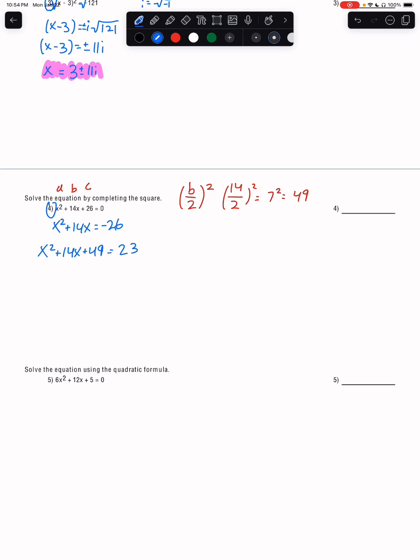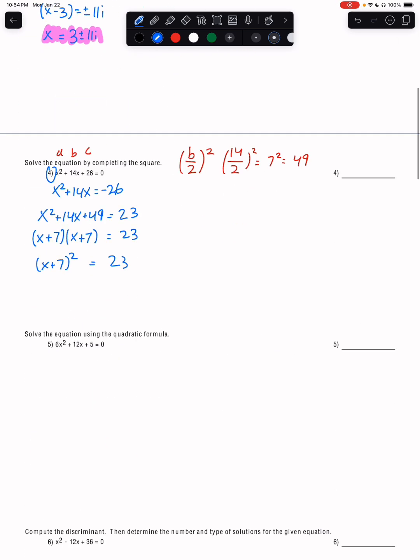And now what we can do is you can notice just by doing basic factoring, we get x plus 7 times x plus 7, which is equal to 23 over here. We can simplify that just to x plus 7 squared equals 23. It's sort of like the previous problem. We're just going to take the square root of both sides, make it nice and easy. And doing that, we get this.